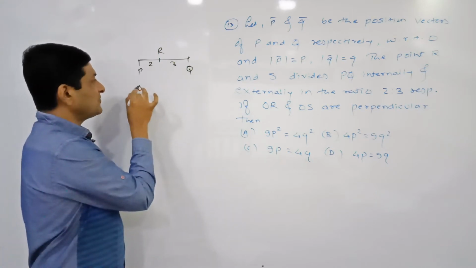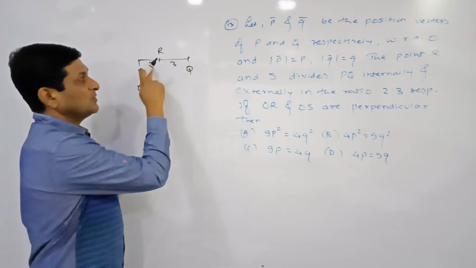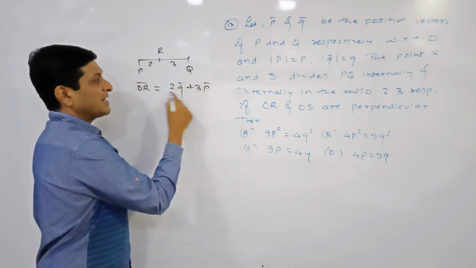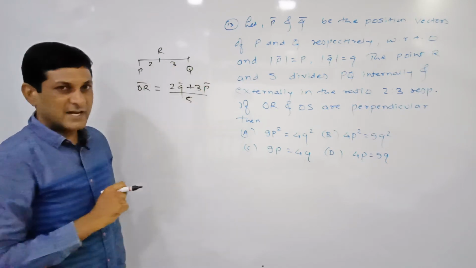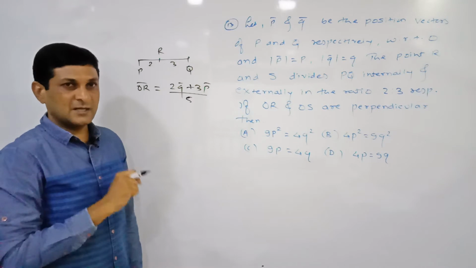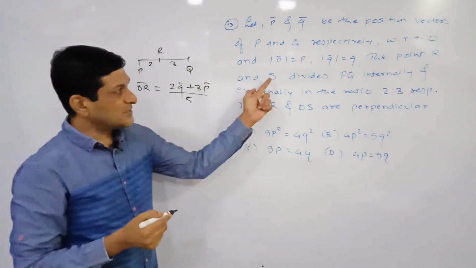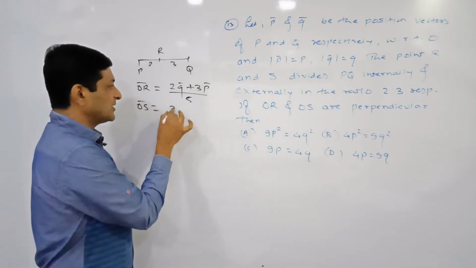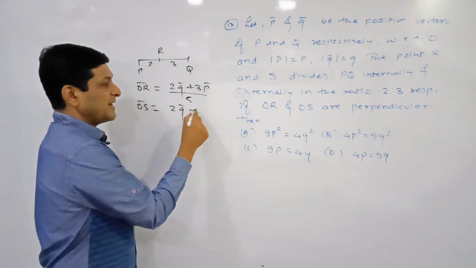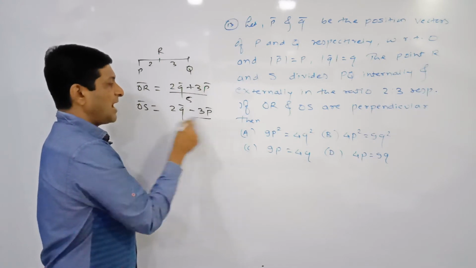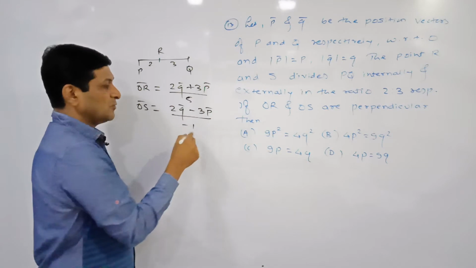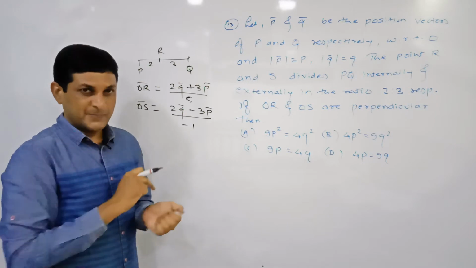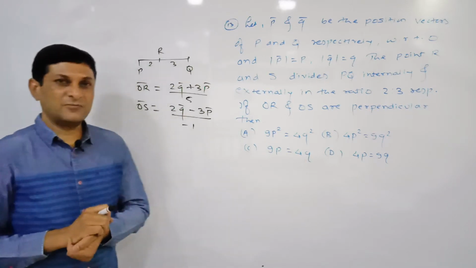So what is the value of OR bar? OR bar will be equal to (2Q bar plus 3P bar) upon 2 plus 3, which means 5. This result we are getting by applying the section formula for internal division. And OS bar: S divides this segment externally in the ratio 2:3. So OS bar will be equal to (2Q bar minus 3P bar) upon 2 minus 3, which is equal to minus 1. With m minus n, 2 minus 3 is minus 1. This result we have got by applying the section formula for external division.